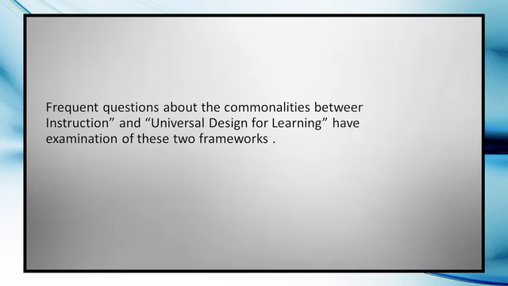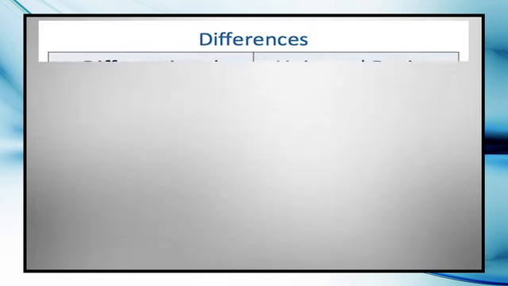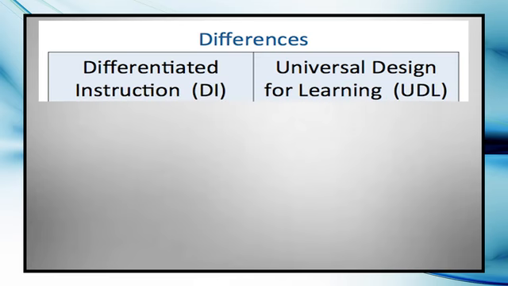Now, while going through these two basic concepts, the potent concepts of inclusive education, one question arises: what is the difference, or similarities, or commonalities between universal design for learning and differentiated instruction? Frequent questions about the commonalities between differentiated instruction and universal design for learning have prompted the examination of these two frameworks. Now, let us fix our eyes on these commonalities, differences, or similarities.